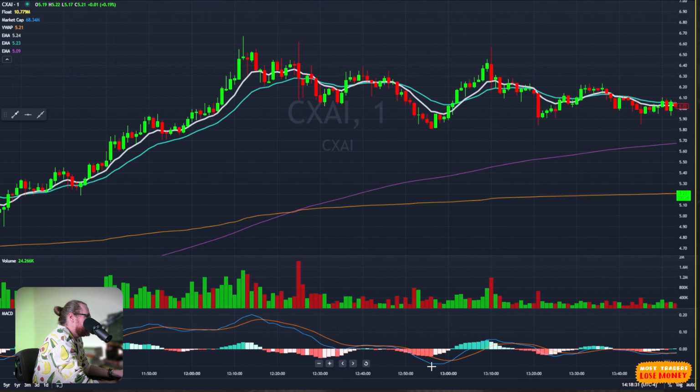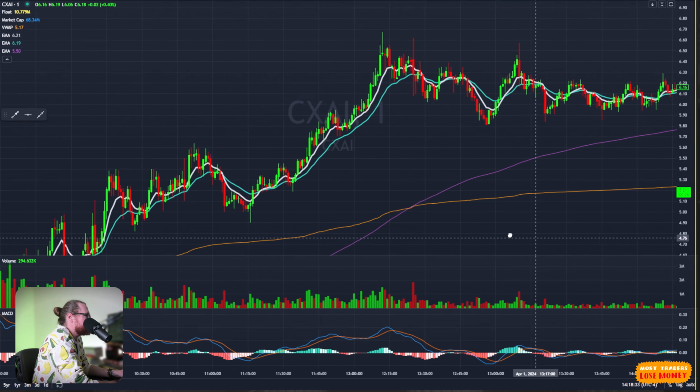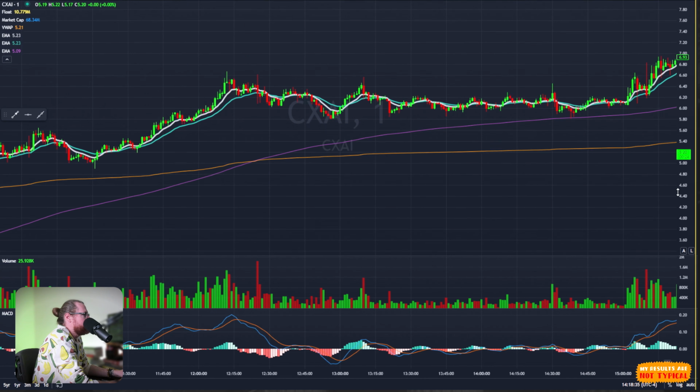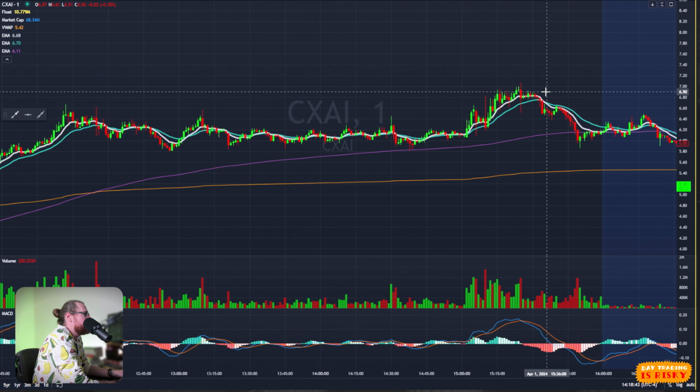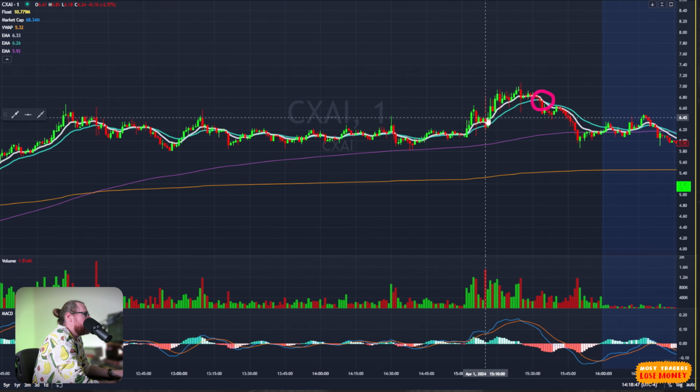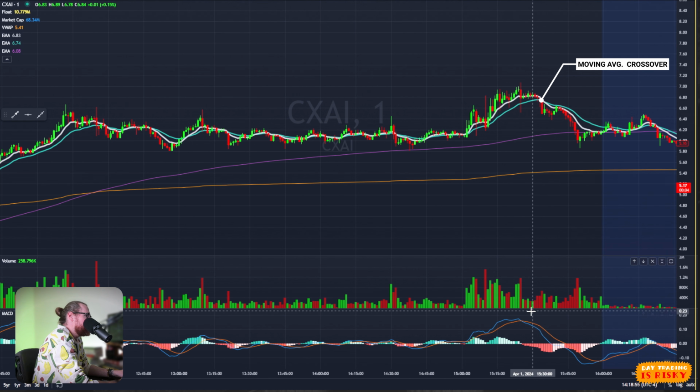In this area here, and this is especially true when you step out on longer time frames, this is going a little bit sideways. When we're in a period of sideways movement, we can jump up and down, above and below. But something to notice is when you see these big crossovers. Here, the 9 moving average crossed below the 20. That's called a moving average crossover. If you look down here, this indicator is also showing a crossover.